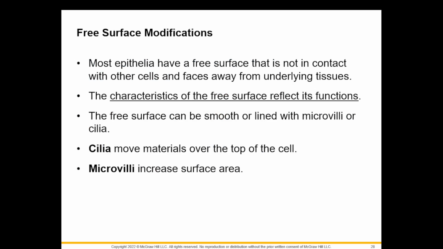Next, we'll be talking about free surface modification. From the name itself, these are attachments found on the free surface, no? Commonly, what attachments or modifications are found on the free surface would reflect their function. There are two common types, your cilia and your microvilli. From our cell anatomy discussion, we already know that the cilia function to move materials on top of the cell, and the microvilli increase surface area.